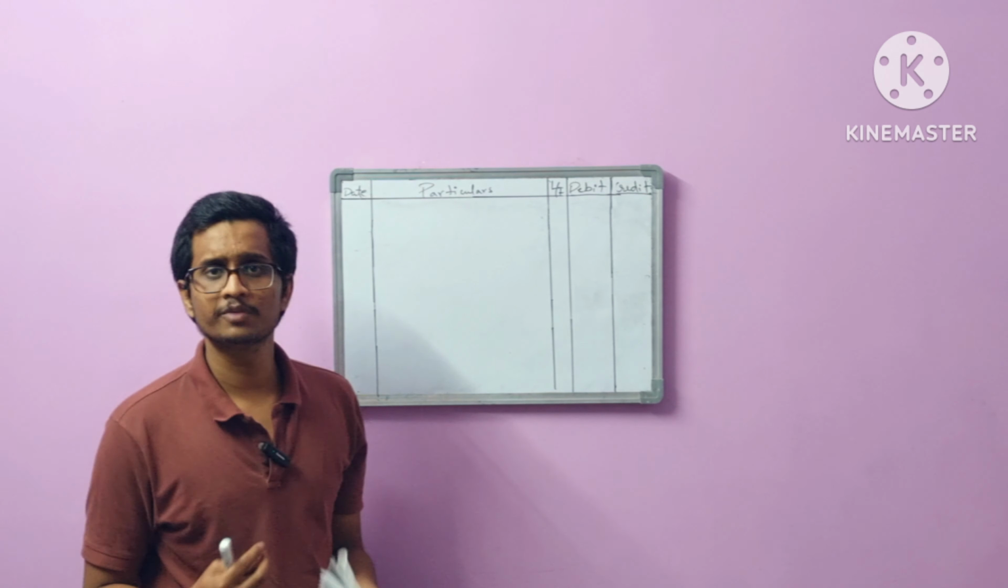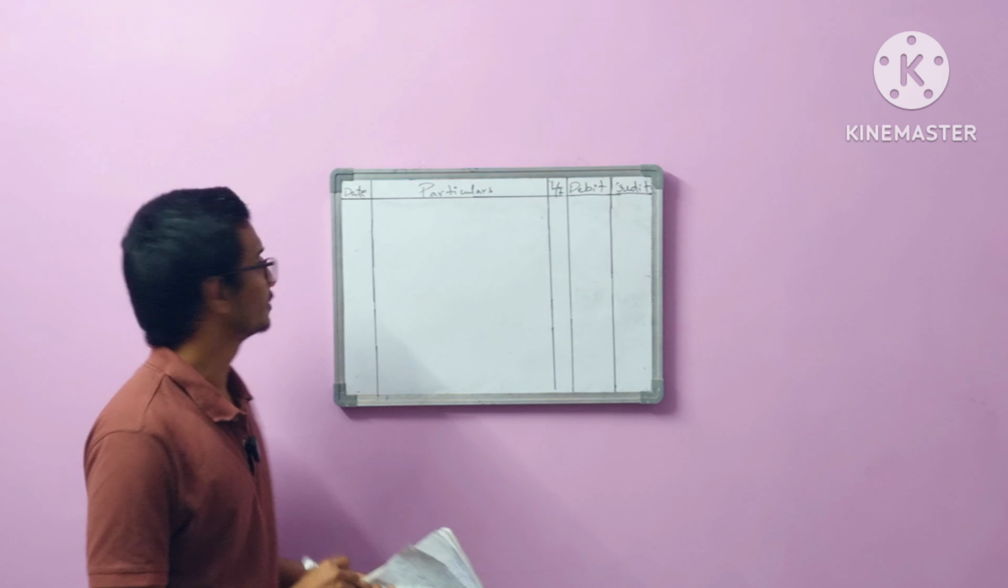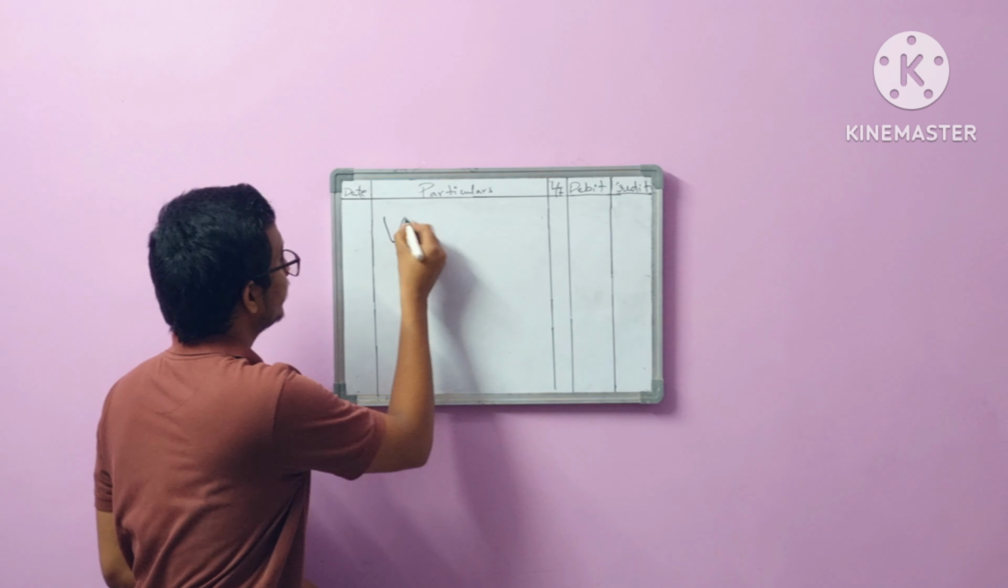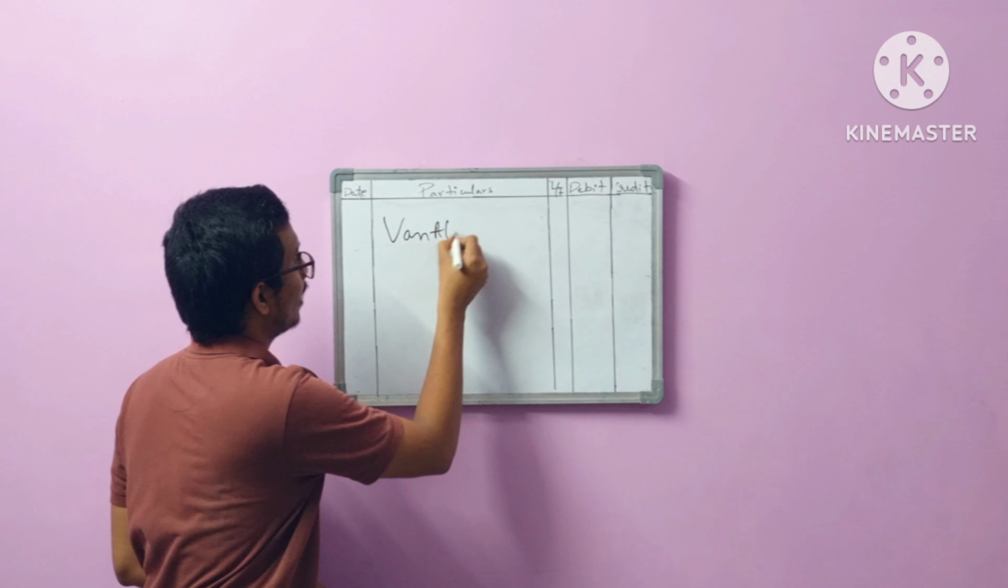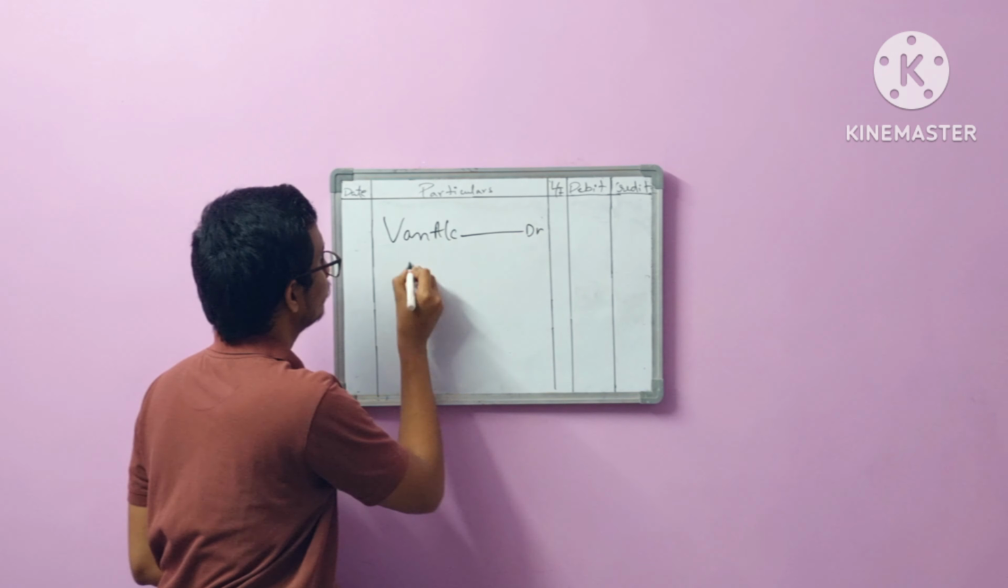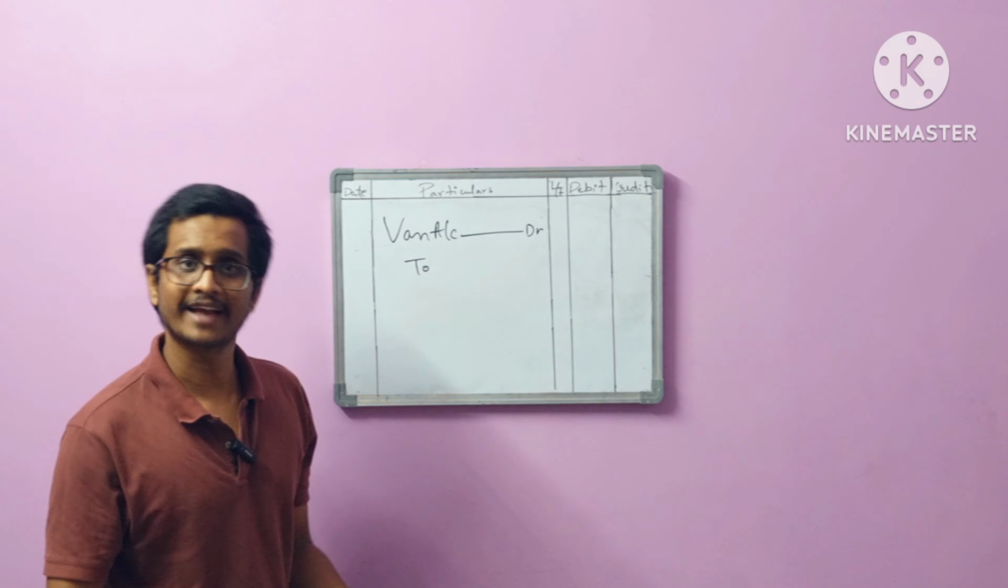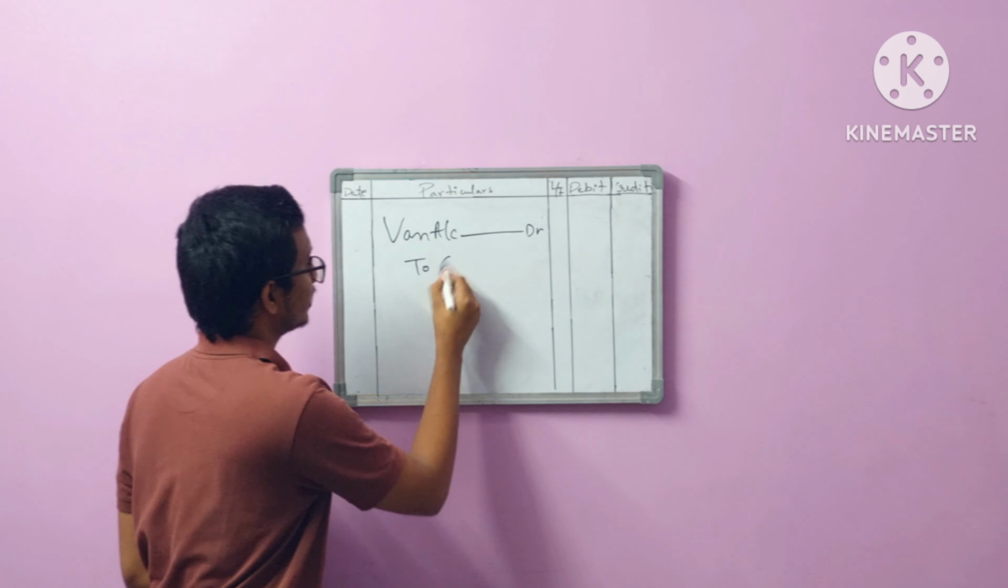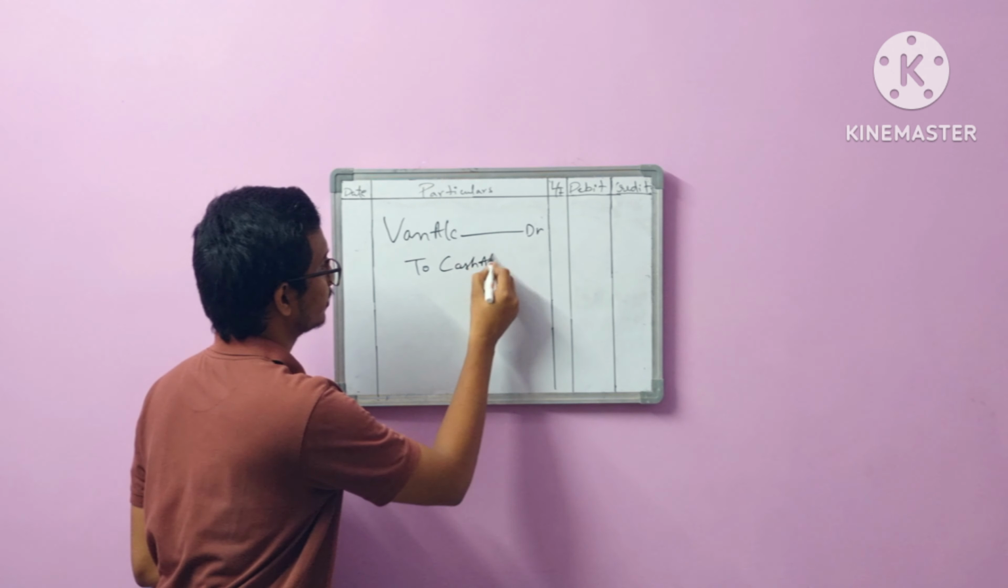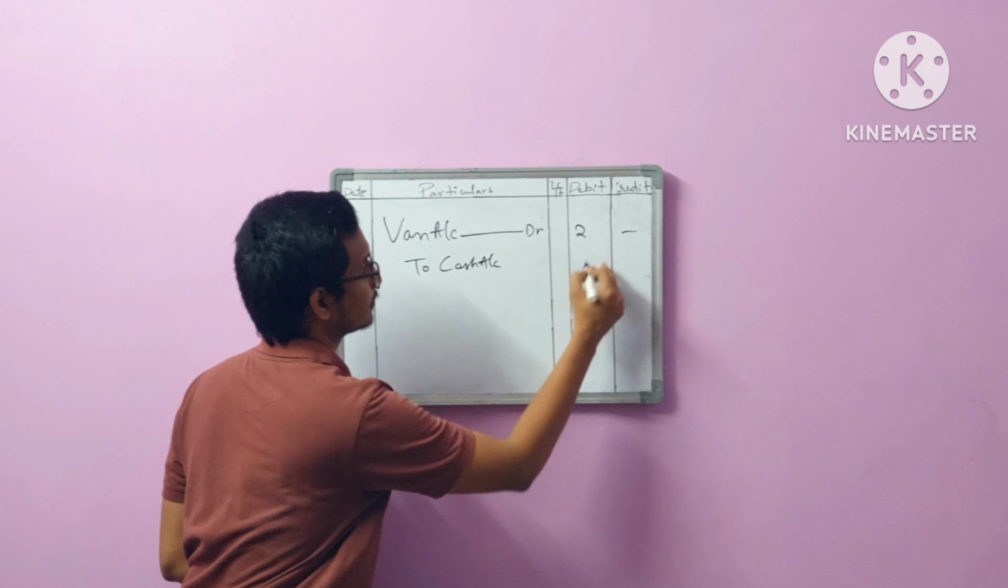So what is coming into the business? Van is coming into the business. I mean asset, right? So I'll write asset name, van account. What is going out from the business? Cash is going out from the business. So that's the reason I'll write cash account 2 lakhs.